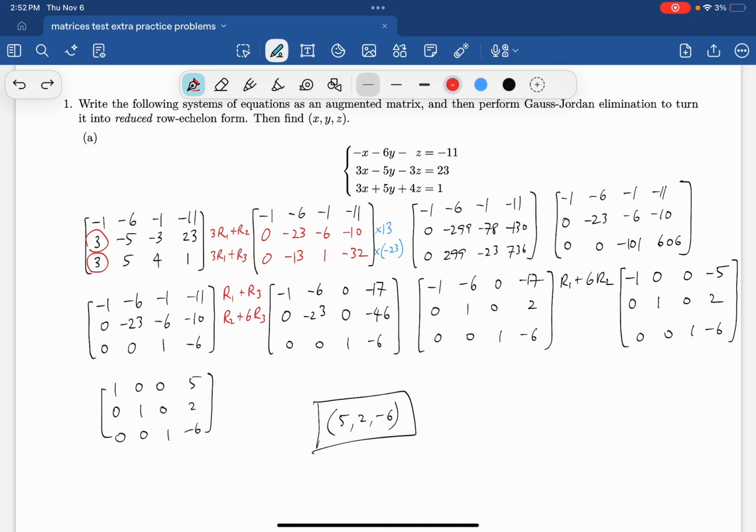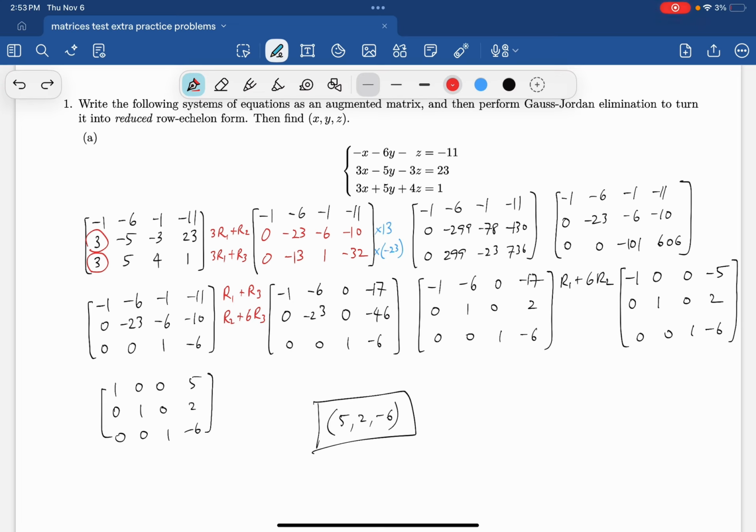Okay. A second important tip is to only simplify rows when they conveniently simplify into something that looks nice, that's easier to manipulate. So for example, when we had -101 and 606, that's something we should clearly simplify to 1 and -6. Okay, or for example, when we had 23 and 46, we should clearly simplify that to 1 and 2.